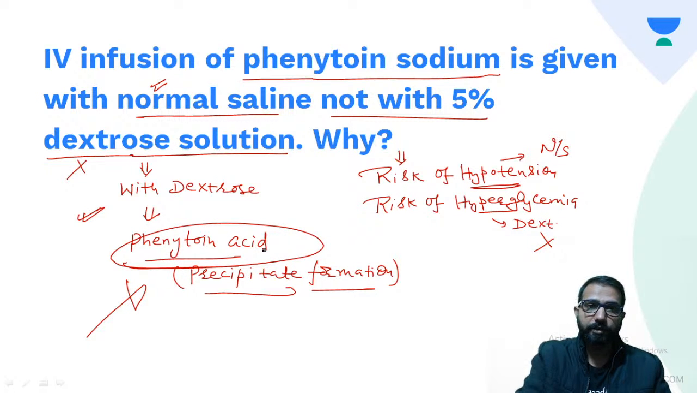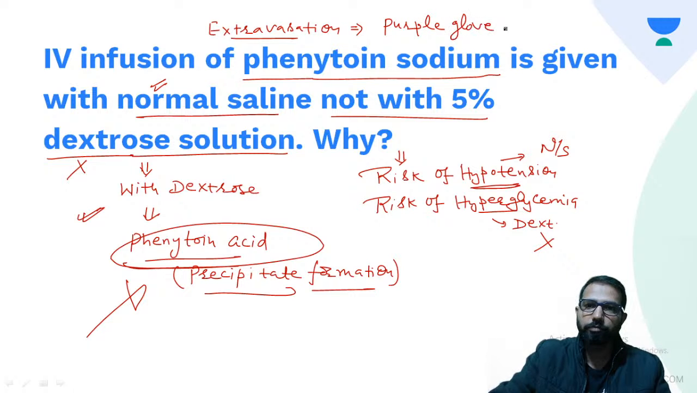This is important. And remember, if you use phenytoin via IV, we should give it in large veins with a large cannula. Why? Because there are chances of extravasation, and because of the extravasation there is risk of necrosis of the local tissues. That is called purple glove syndrome. So due to extravasation there is a chance of purple glove syndrome, that is, necrosis in that particular area. You need to remember that also in phenytoin.